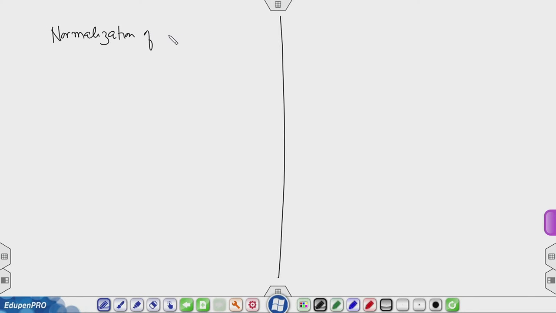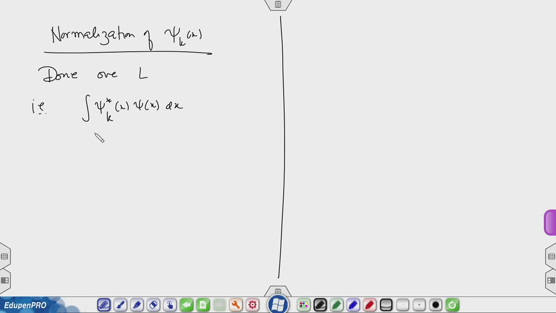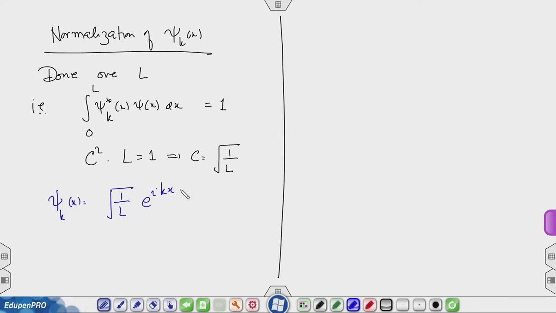Normalization of psi k x. This is done over L, and that means what I want is the integral of psi star k x psi x dx from 0 to L equal to 1, and that gives you c square, I am taking c to be real, times L equals 1 or c equals square root of 1 over L, and therefore, these free electron wave functions psi k x are equal to square root of 1 over L e raised to i k x, k is 0, plus minus 1, plus minus 2, and so on.